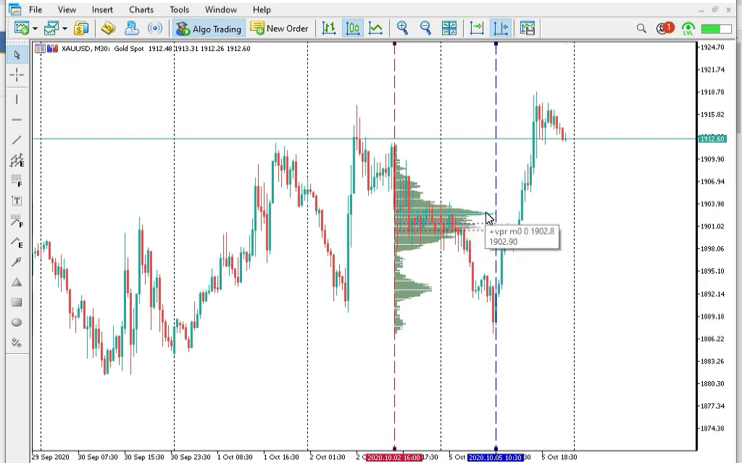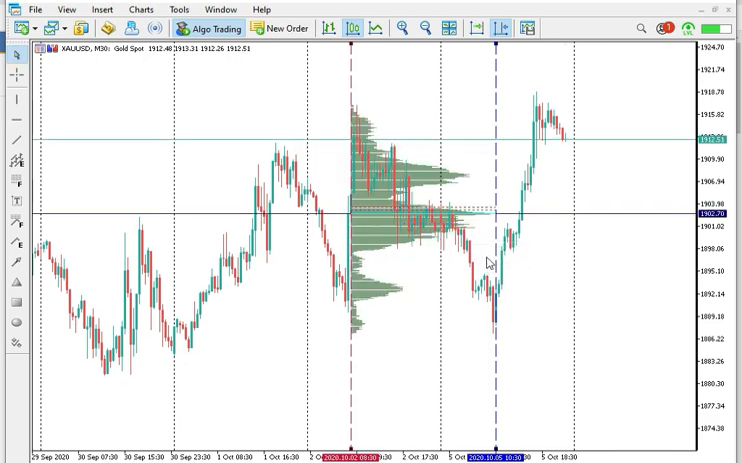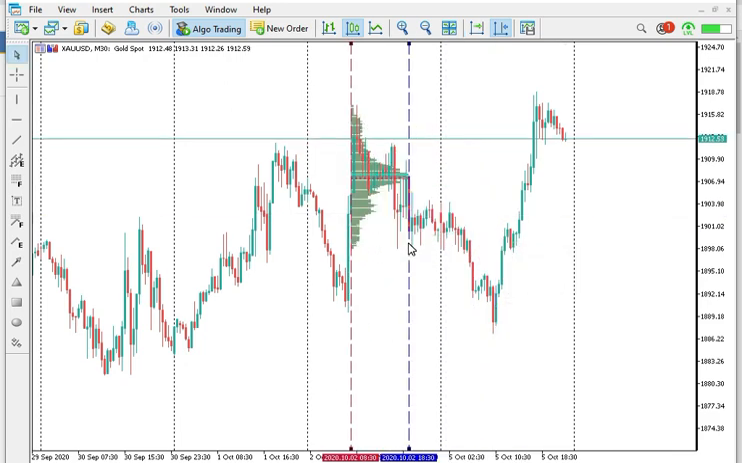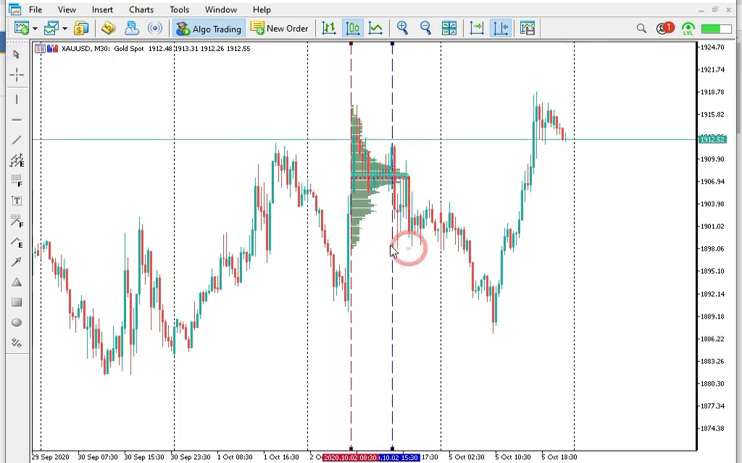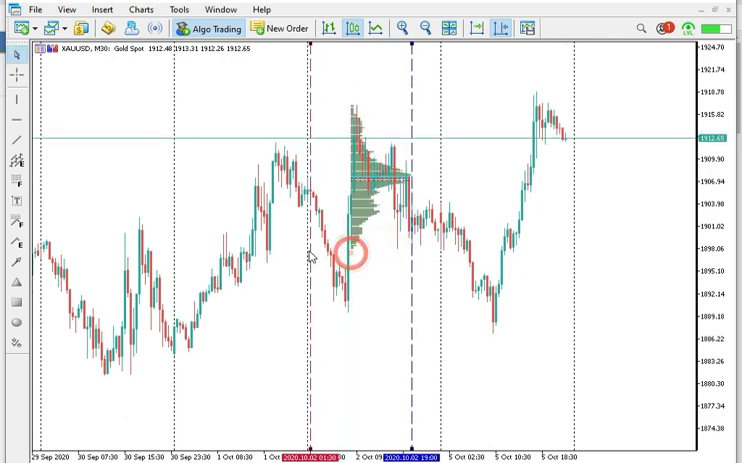That over there where my mouse is, this is our point of control. As you can see, it has a different color. Then we've got our mode and our VWAPs. So this is a volume profile. As you can see, it gives us the volume profile of where those two vertical lines are.